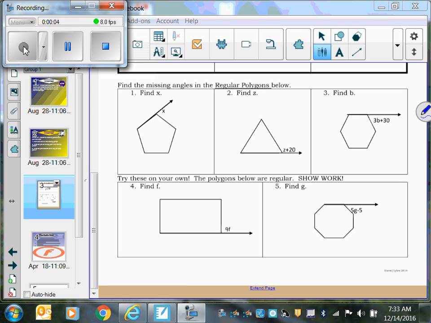So now what we have to do is find b. The first thing I need to do is figure out how many sides this shape has. So I go through and I hash mark each side. I go 1, 2, 3, 4, 5, and 6. So I now know I have a hexagon.